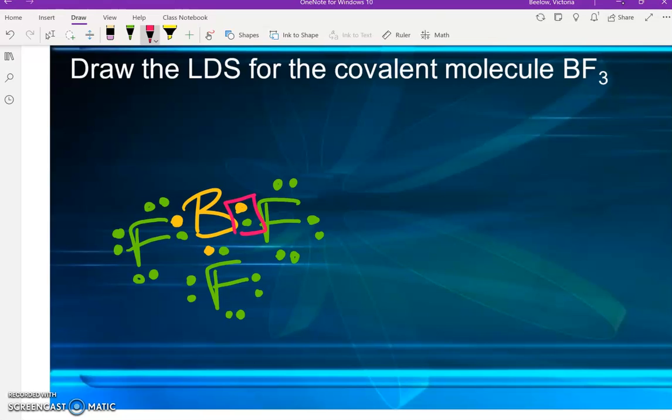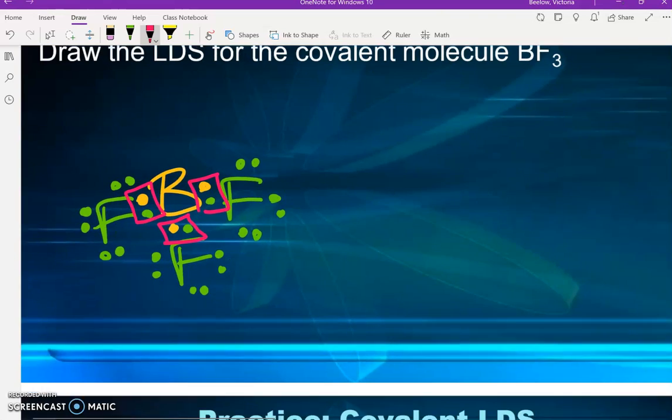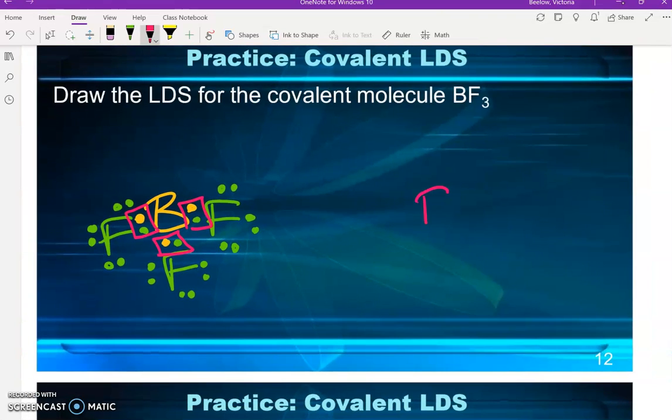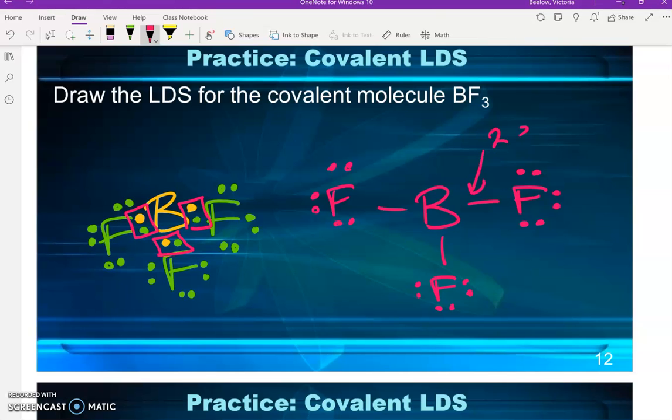So these electrons being shared will be a single bond, so will these electrons, and so will these electrons. So for my final Lewis dot structure, we have a single bond between the boron and the fluorine here, a single bond between the boron and the fluorine here, and here. Again, each of these bonds is representing 2 electrons that are being shared, okay?